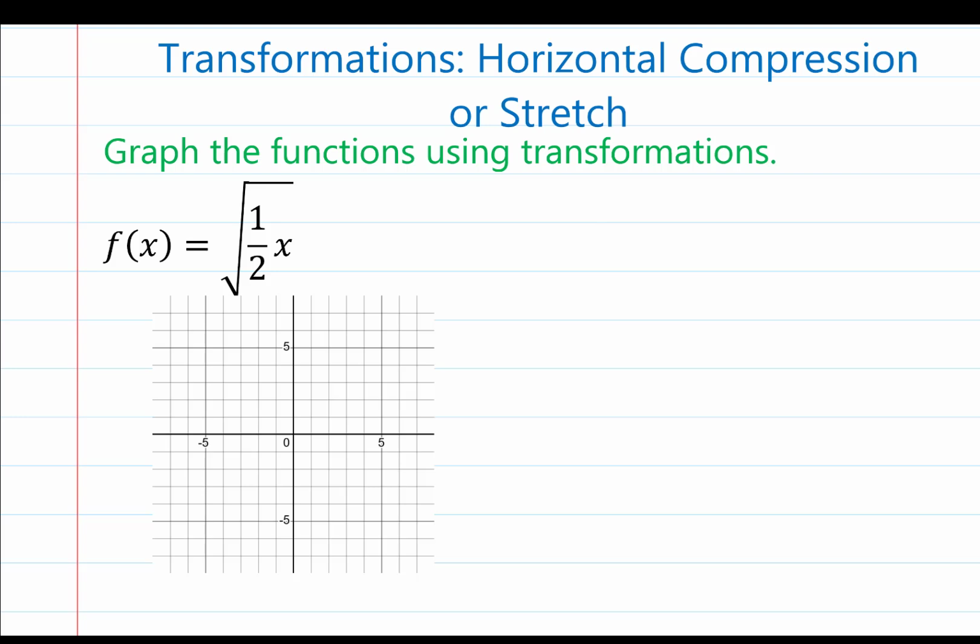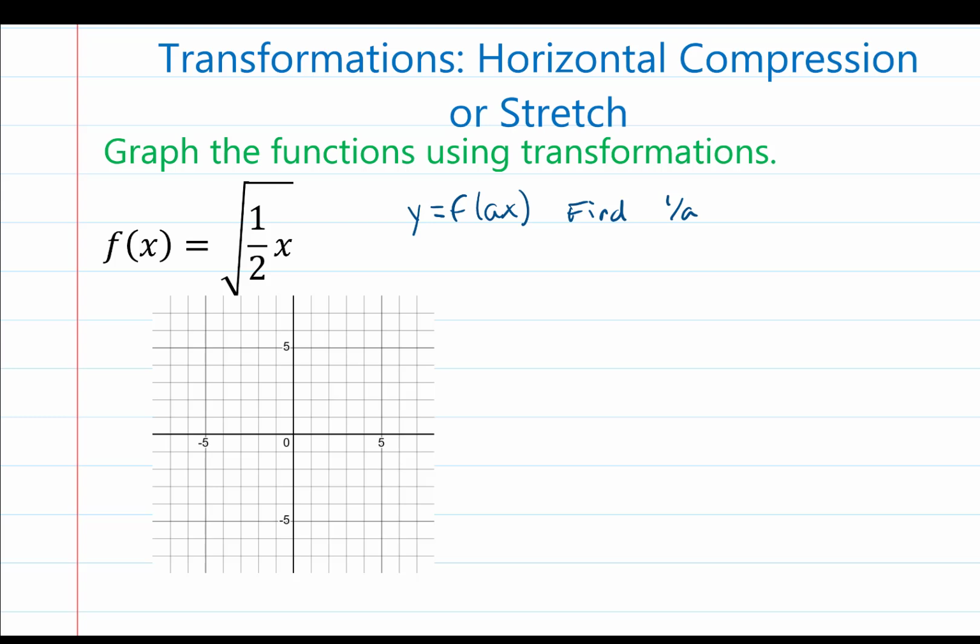Welcome back, mathematicians. In this video, we are going to look at the horizontal compression or stretch transformation. So in general, we would write this horizontal stretch or compression transformation as y is equal to f of a times x, where the argument x has been replaced with a times x. Our first goal with this is actually to find the value of 1 over a, because that is the factor you will multiply to all x coordinates to get the graph of your function.